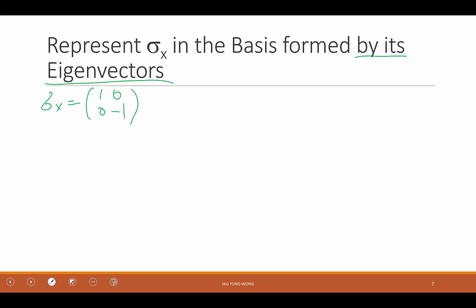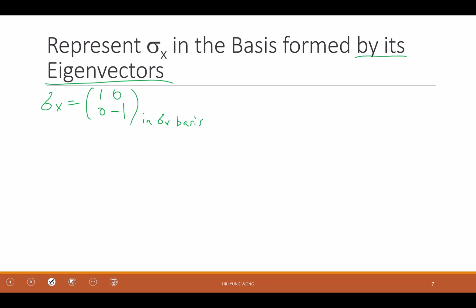They are not equal to each other. Think about that. When I write it in the sigma x basis, the form looks like when I write sigma z in the sigma z basis. But they are not equal to each other, right? Because we are in different bases. But does this make sense, actually?